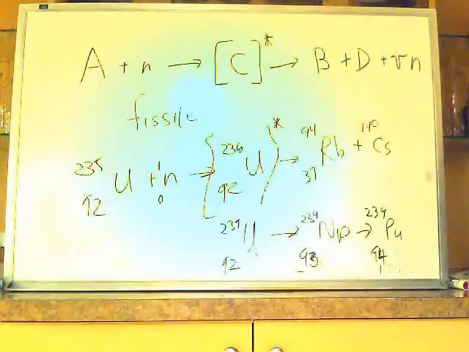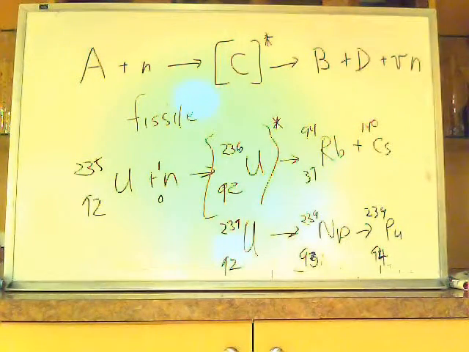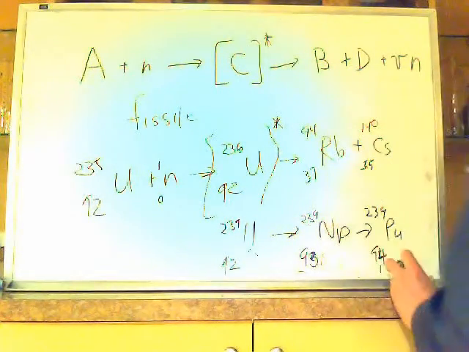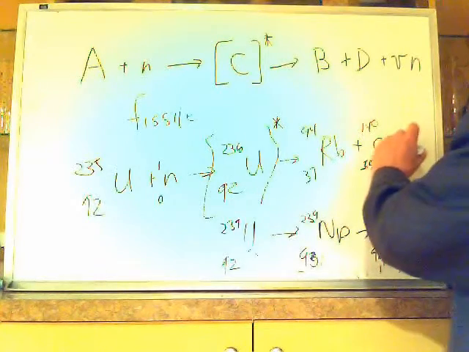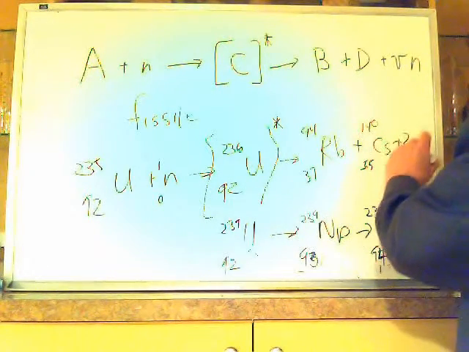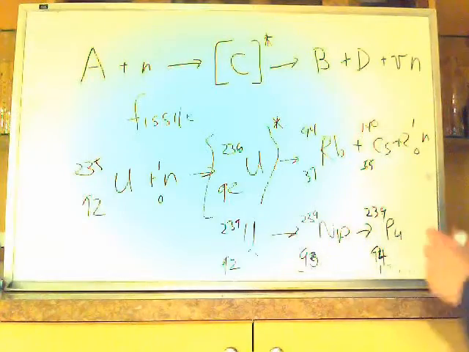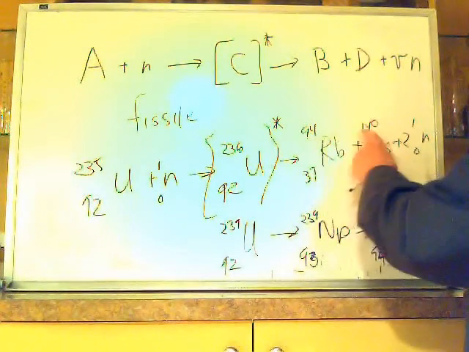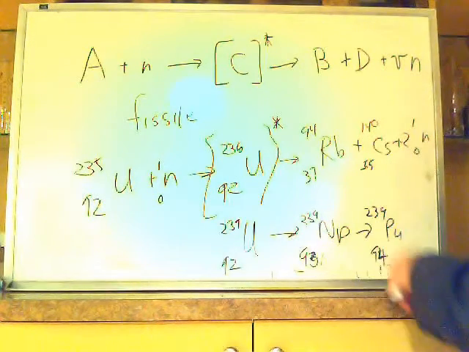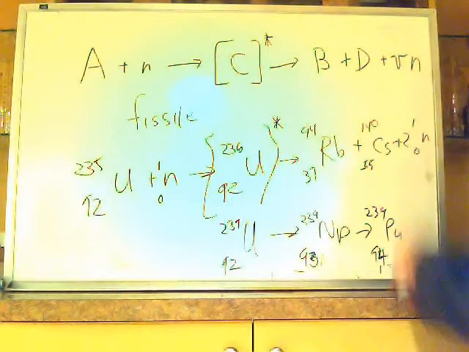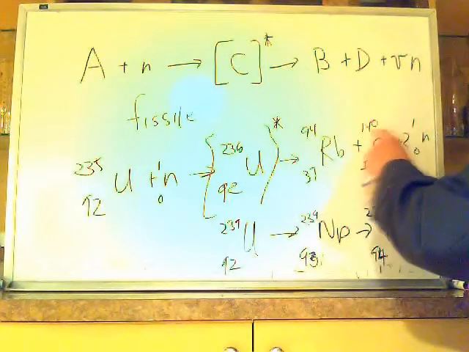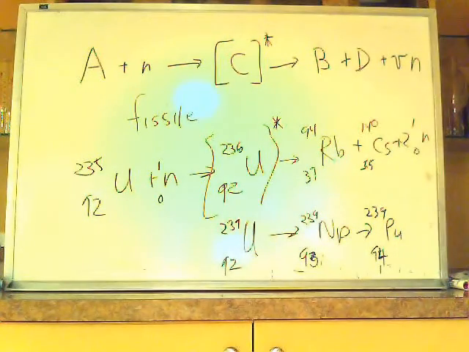You have to forgive me because, as I said, I'm working in very low light, and my eyes are not very good, so it's hard for me to read these little numbers. And then again, we're going to get two neutrons out of that, so 2 0 1 n. So that should total up to 92. Here it does, and we have two of these, so that's 236. So the masses balance out on this.